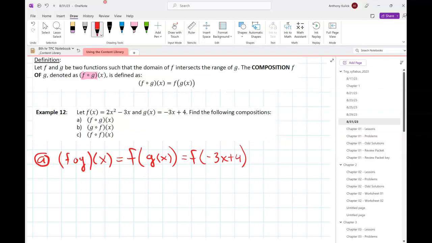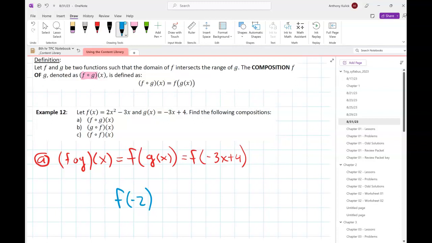Now, what does it mean when I write f of negative 3x plus 4? What should I do with that? What is that telling me to do? Okay, what if I had just written f of negative 2? What would that tell me to do? Replace all the x's with negative 2's.